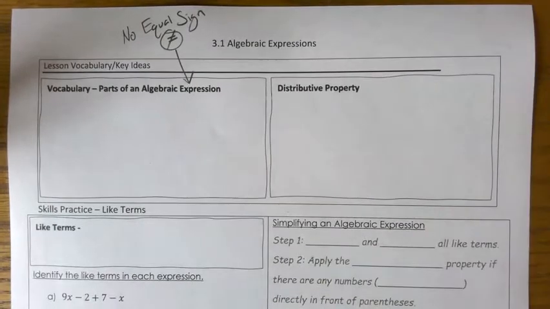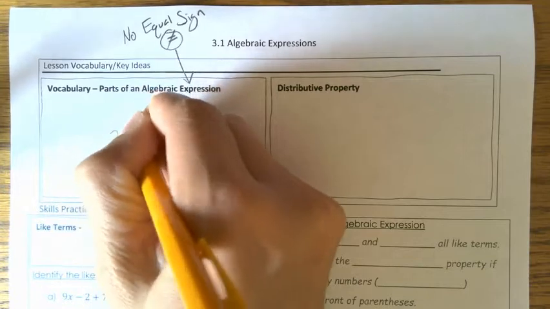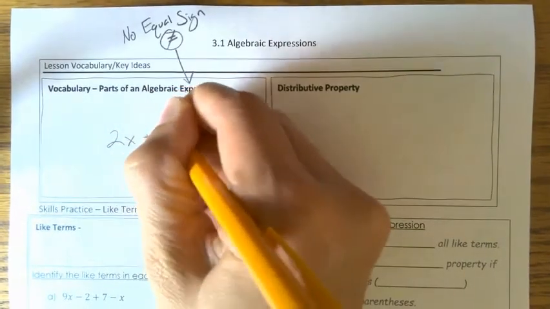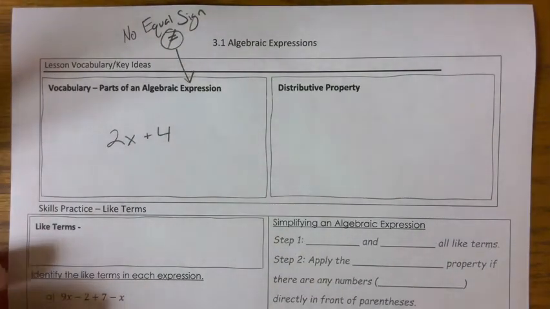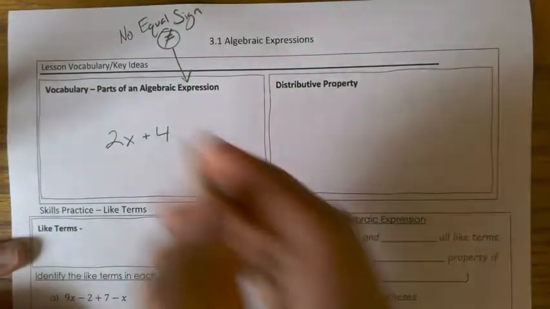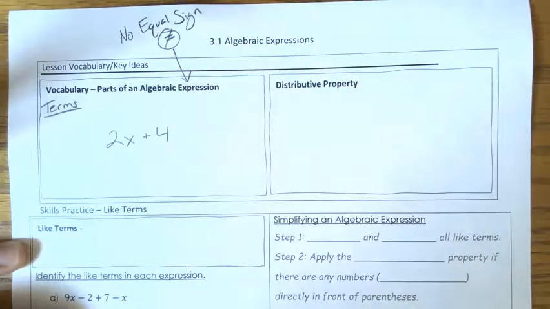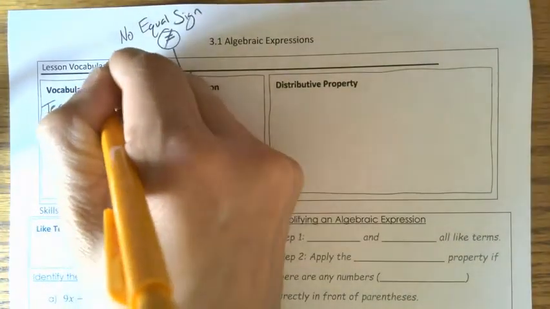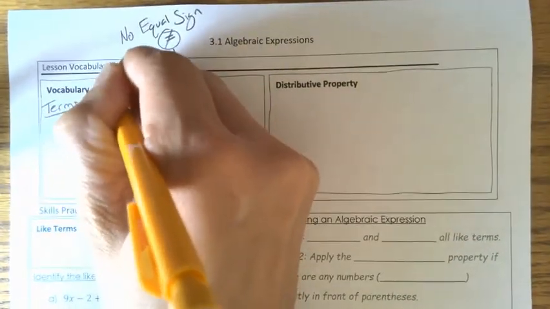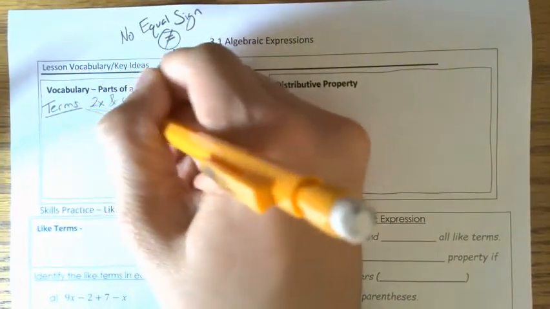So in an expression, you may see an expression like this: 2x plus 4. And there's different parts of that expression. We want to recall these vocabulary terms. Hopefully you've heard these before, but let's write them down. The first one is terms. So this expression has two terms. The terms are 2x and 4.